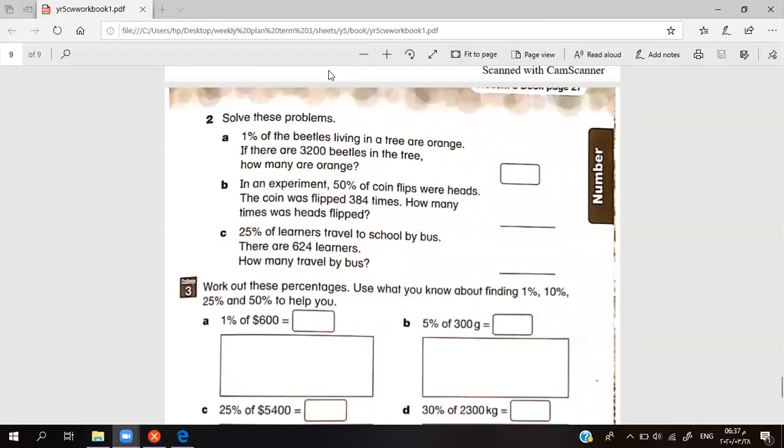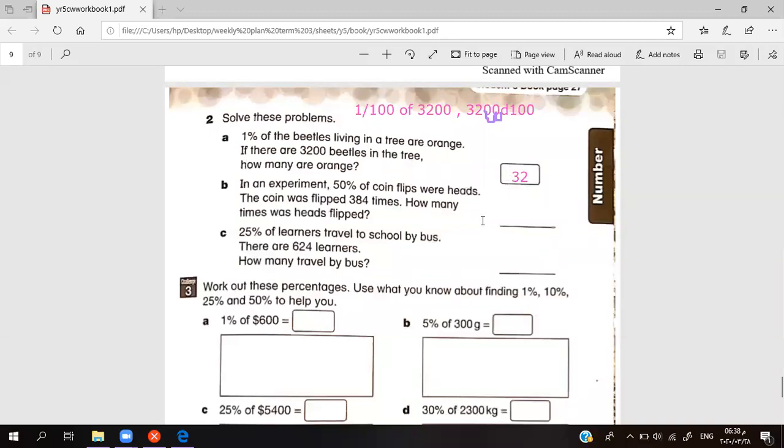Like that. So he wants 1 over 100 of 3,200. To get this fraction of a quantity, I will divide 3,200 by 100. I will move my decimal 2 places because it's divided by 100. So my answer will be 32.